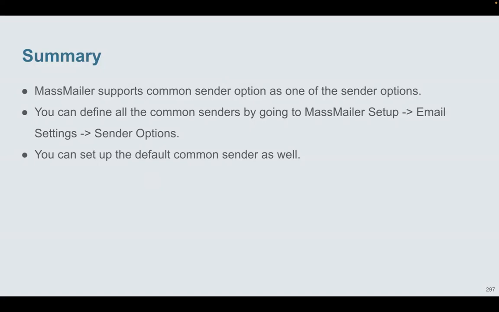You can set this up by going to MassMailer setup, provided you have admin access. If you do not have admin access, just ask your admin to help you with this. So you go to MassMailer setup, email settings, and then sender options. You can see common sender is one of the sections there. You can also specify any common sender as the default common sender. That way, that's what is shown when you're trying to select the common sender, the default one.